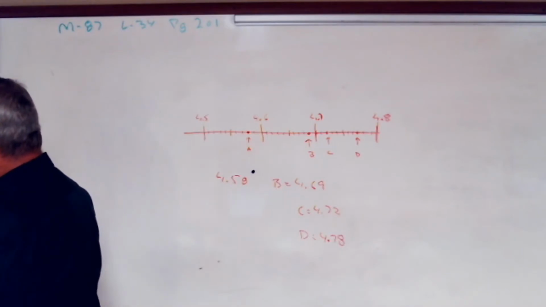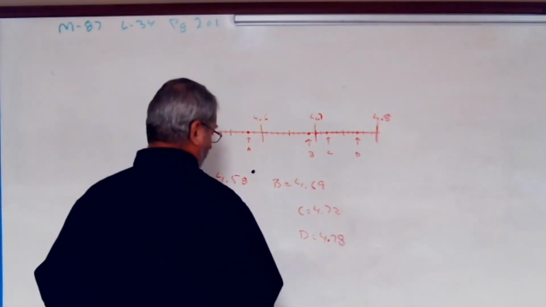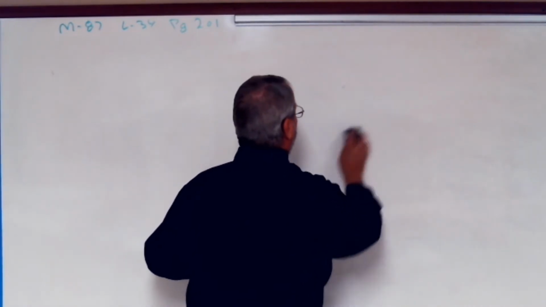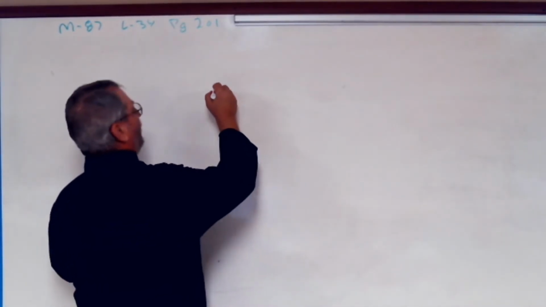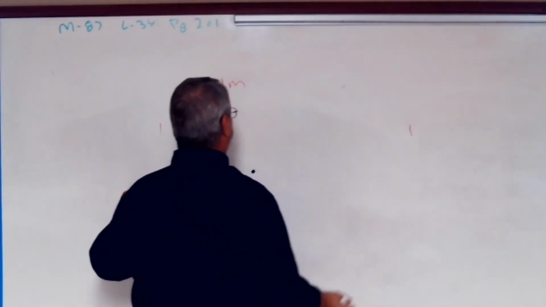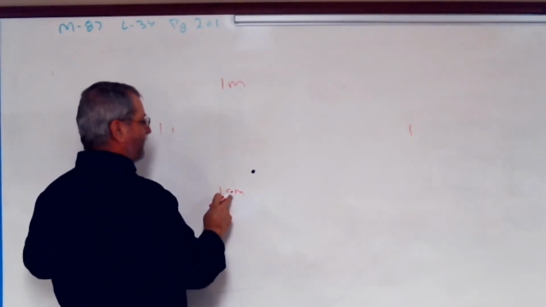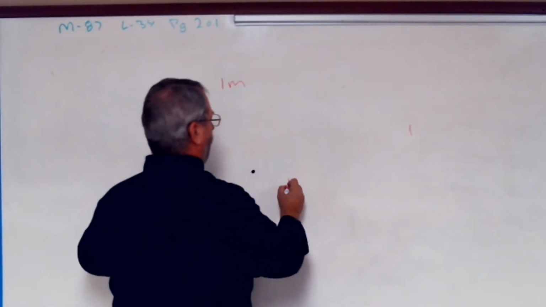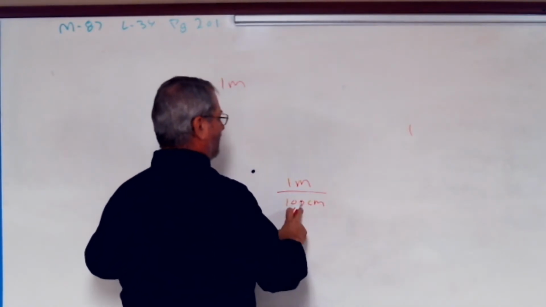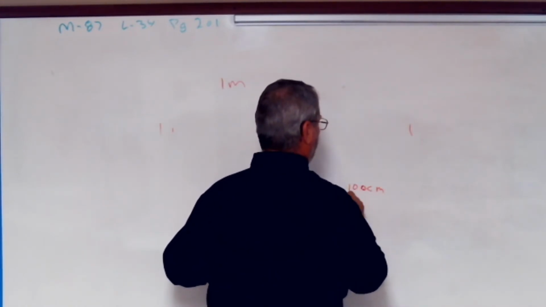And they're going to ask you to switch between meters and centimeters. How many centimeters are in a meter? If you're not sure, you look in the back of your book. Okay, 1 meter is about that long right there. 1 centimeter is about that long. There's 100 of these in one of these. 1 meter is the same as 100 centimeters. There's 100 centimeters in a meter, or there's 100 centimeters in 1 meter.